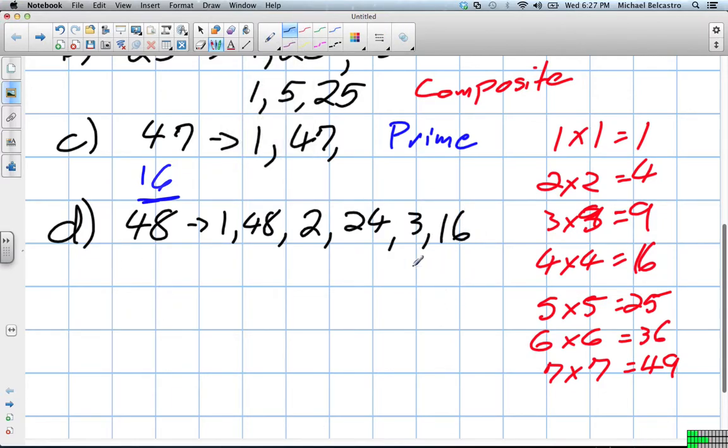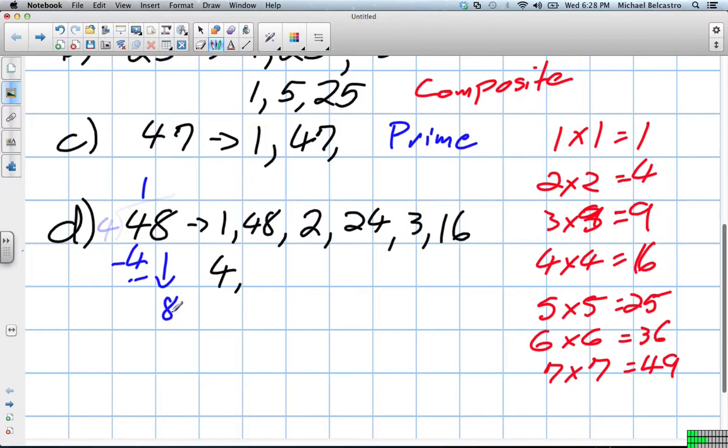Does 4 go in? Yes. How many times? 4 goes into 4 how many times? Once. Subtract. Bring down the 8. 4 goes into 8 twice. So what's our number? 12. Good.